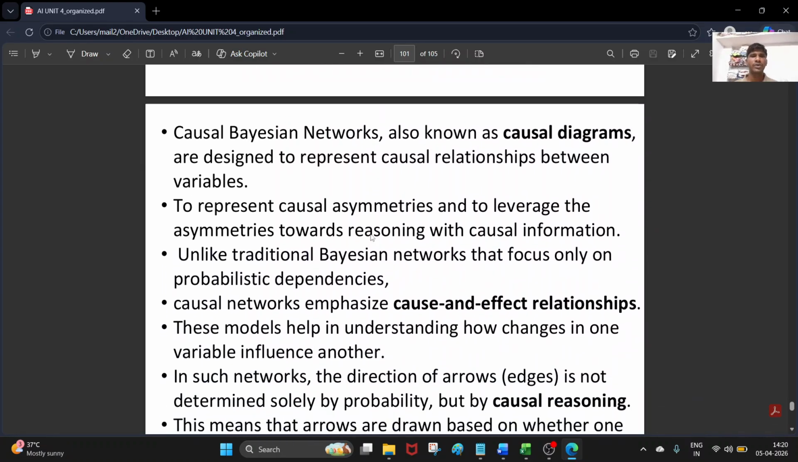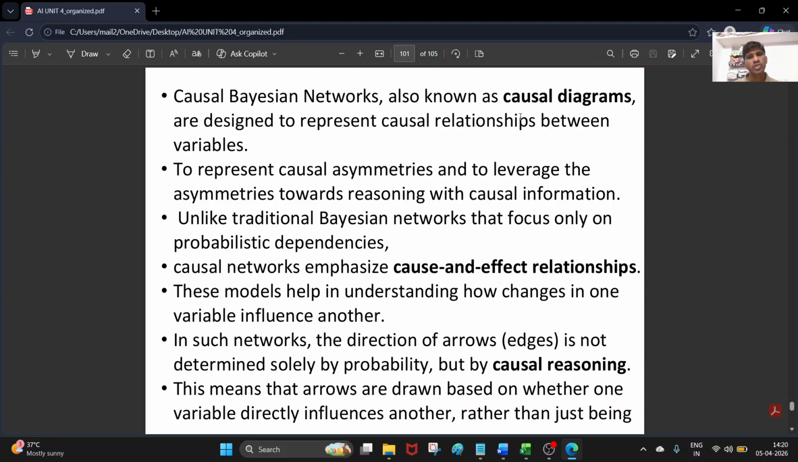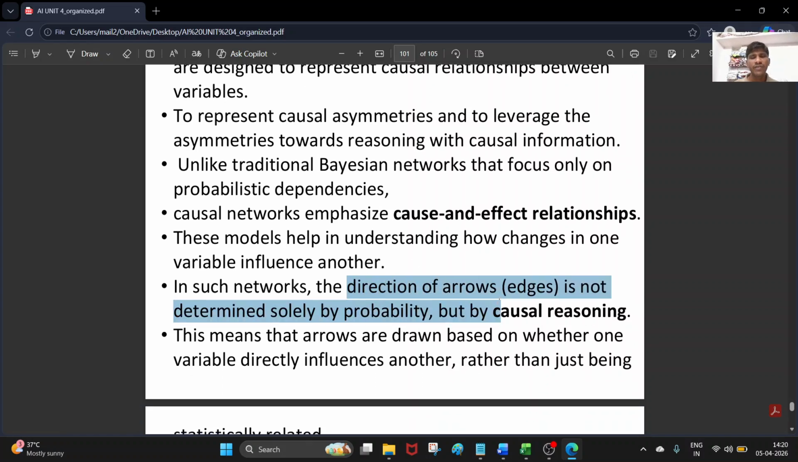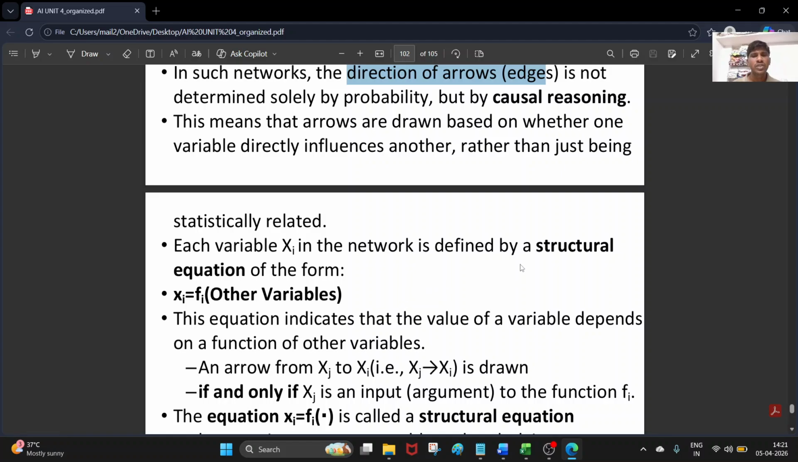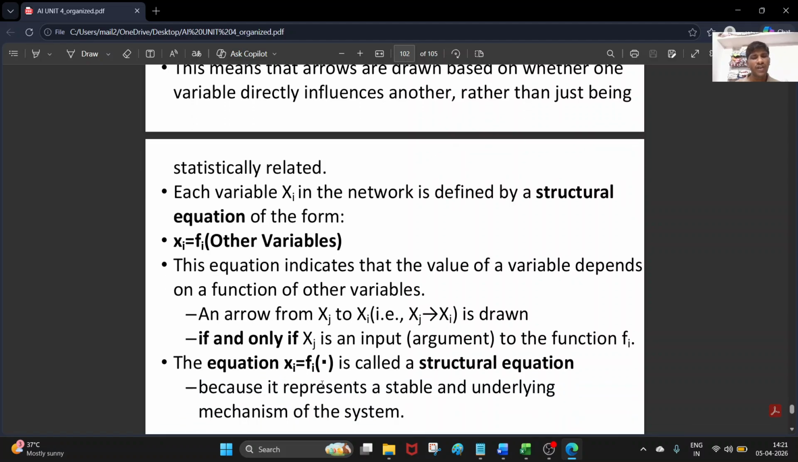Next one is causal network. Causal Bayesian network is also known as causal diagram. So this causal diagram emphasizes the relationship between the cause and the effect. This cause and effect can be drawn by using a diagram of arrows or edges. So this is used for causal reasoning. These structures can have Xi equal to fi of other variables. There is a relation between Xj to Xi. This arrow diagram can be replaced by using the functional terms. Xi equal to fi, where fi is nothing but a function.